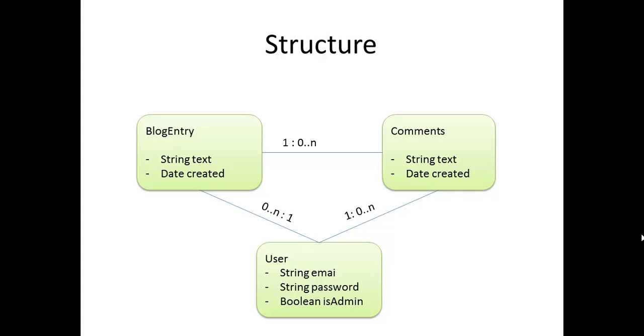The structure will be: we have n blog entries, and every blog entry can have n comments. You can see this here. Also, not every user, but a user can have blog entries, and this will be decided by this Boolean, this administrator. Only if you are an administrator, you can create these blog entries. Also, when you are logged in as a user, you can post comments. So a not logged in user can have only read access to everything.